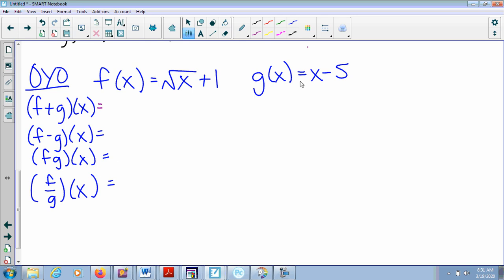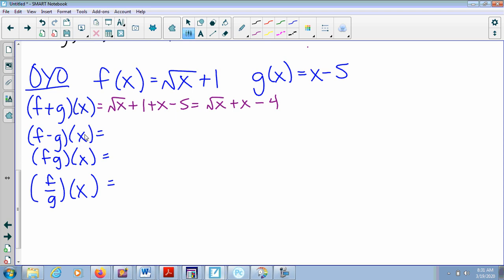So f plus g, I'm just going to say square root of x plus 1 plus x minus 5. Is there anything that's alike? Looks like just the 1 and the negative 5 can be combined together. So we just leave the square root. We're not going to mess with that. Square root of x plus an x, and then minus 4. 1 minus 5 is negative 4. That would be f plus g.